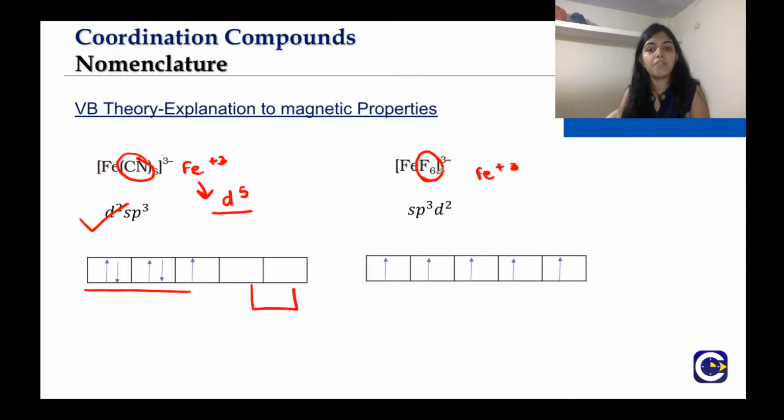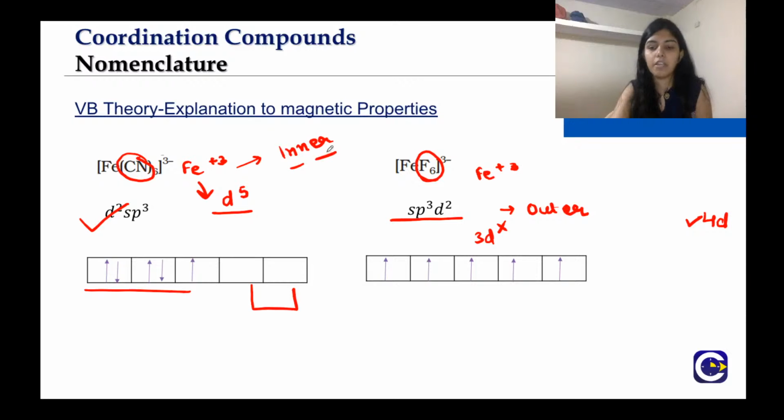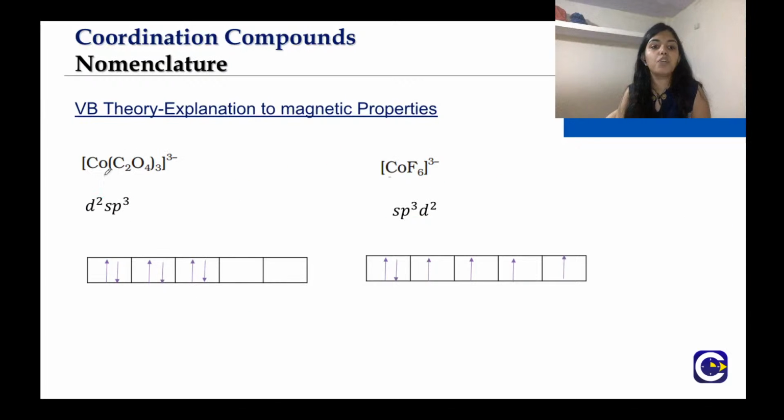But as fluorine is a weak field ligand, therefore it will not be able to pair up the electrons. Therefore the 3d orbital will not be used for hybridization, rather the 4d orbital will be used for the hybridization. Therefore it will show sp3d2 and it is an outer orbital complex, and this one will be the inner orbital complex. So by looking at the ligand you can just decide. Okay. Next you come on to cobalt C2O4 3 minus, so this will be cobalt 3 plus.